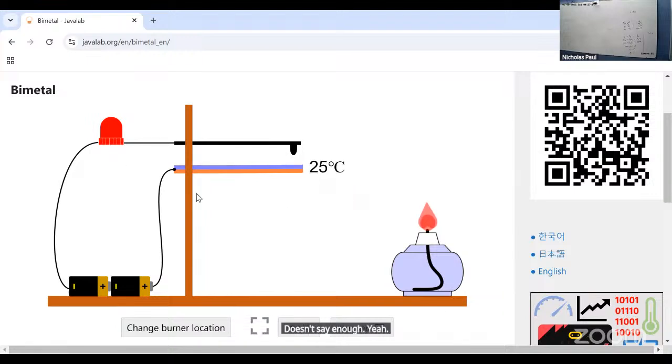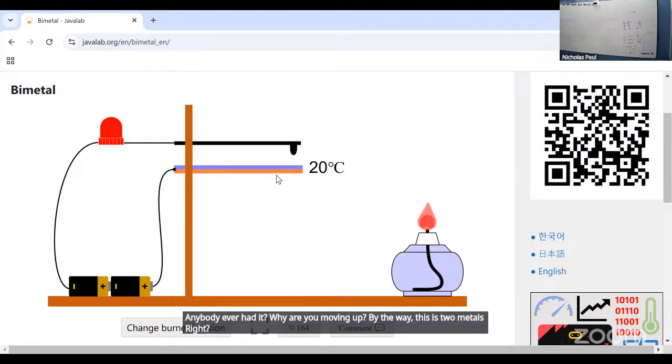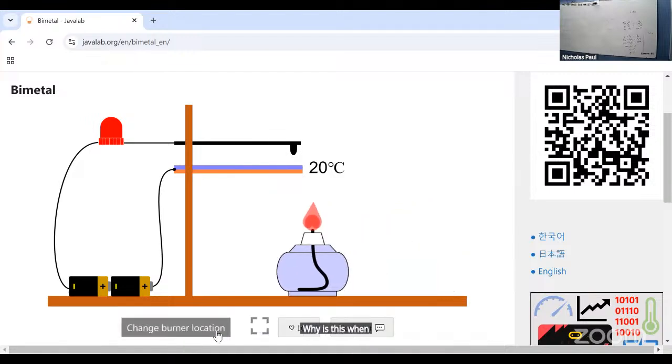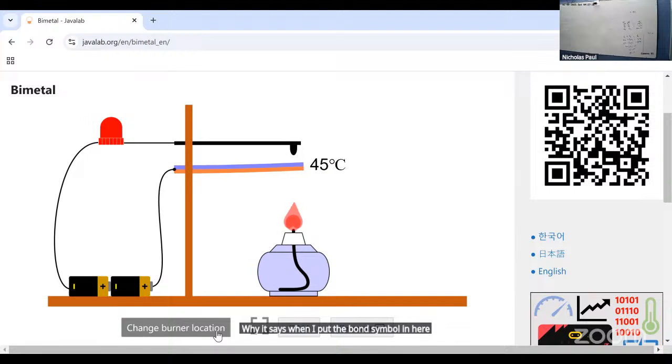So anybody have an idea why it's moving up? By the way, this is two metals, right? Two different metals. Why, when I put the Bunsen burner here, is it moving upwards? Why is it rising? It's reacting to the heat, right? Close, but here it's up.